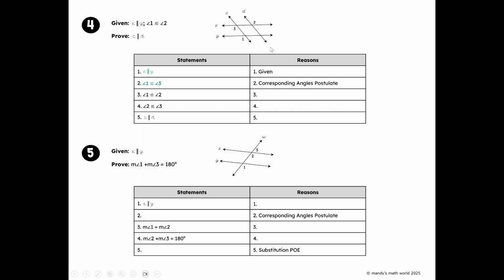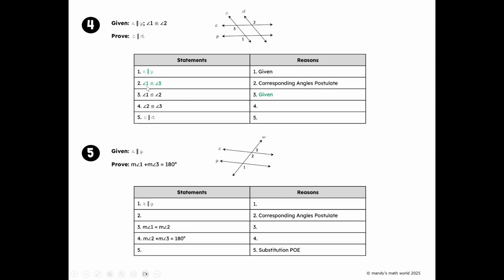So angle 1 is congruent to angle 3. The next statement says angle 1 is congruent to angle 2. Well, that was one of our givens, so I'm going to write given there. Then the next statement says angle 2 is congruent to angle 3. How do we get from all of this to that?